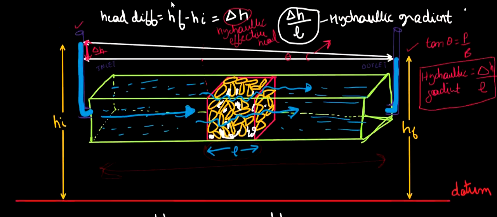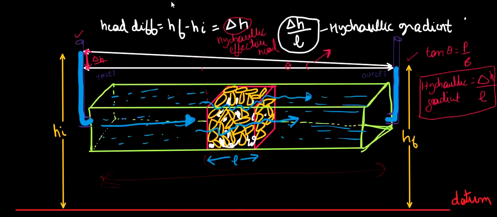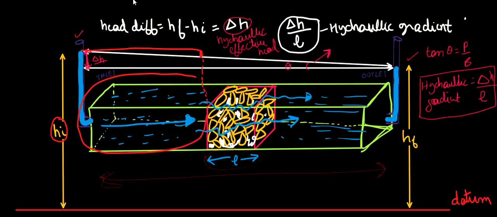So this head HI, which was available at the inlet, is also available at this particular interface, okay. So this H is only available because in this region there is no resistance available. If we neglect the frictional resistance, this head wouldn't be destroyed anywhere up till this point, okay.